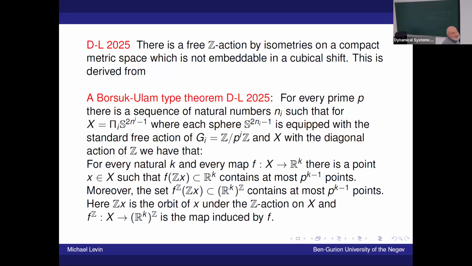Also, if you take the circle and any continuous map from the circle to the real line, then you will have two antipodal points with the same image. Okay? And the map is continuous.